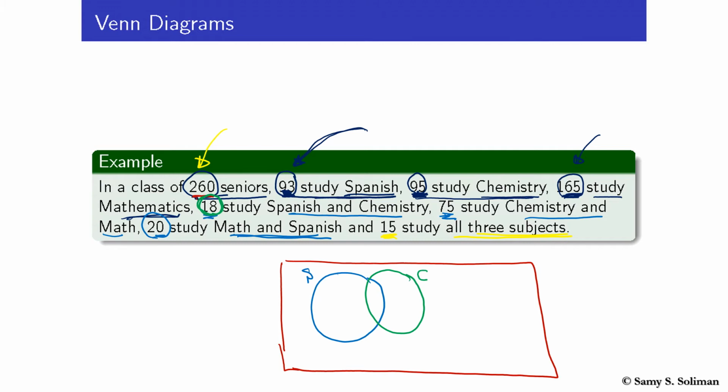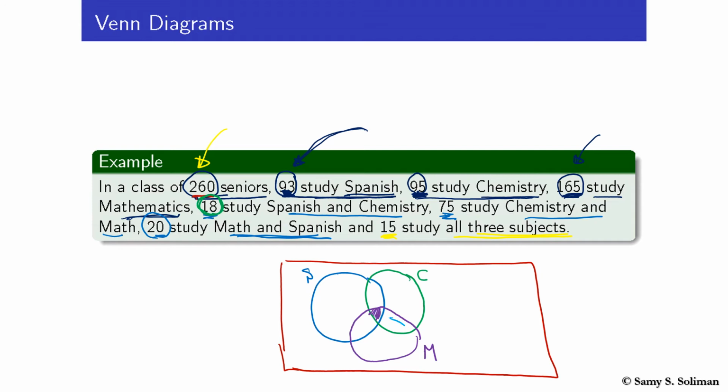Similarly, for the set of students studying math, if we want to draw it in a correct or general way, we have to draw it such that it has an intersection with chemistry, it has an intersection with Spanish, and it has an intersection with both Spanish and chemistry. So as we can see here, this area represents the intersection of the three sets, Spanish, chemistry, and math. This area represents the intersection between math and chemistry, and I intentionally included this part which represents the intersection of the three subjects, and so on.